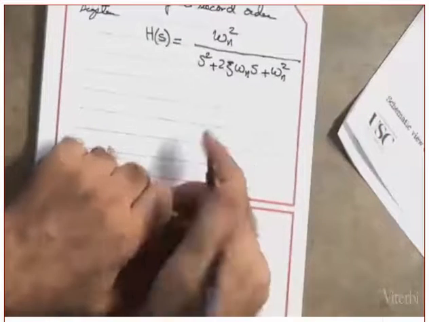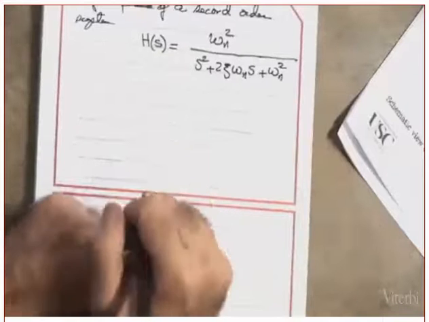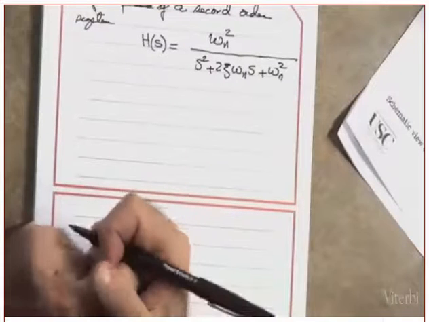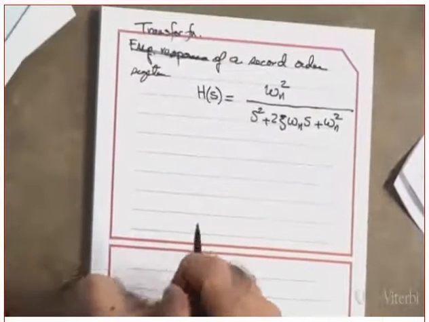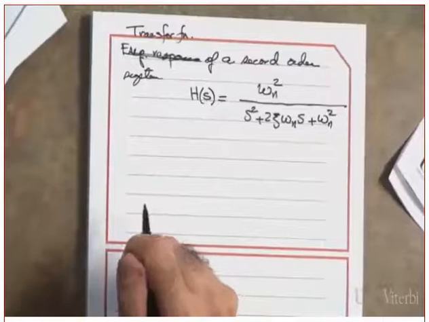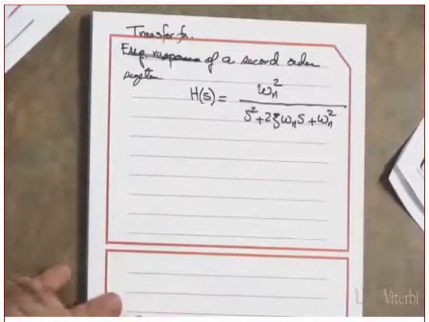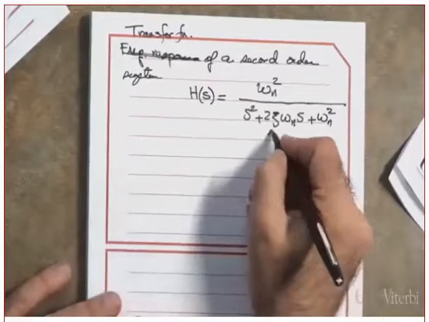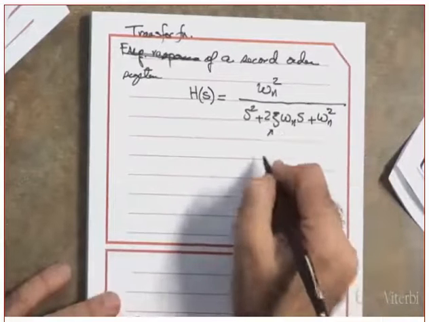You remember? What is omega n? Omega n is the natural frequency. Natural frequency means undamped. It's not damped. This is the natural frequency when there is no damping. What is the C? Damping factor.